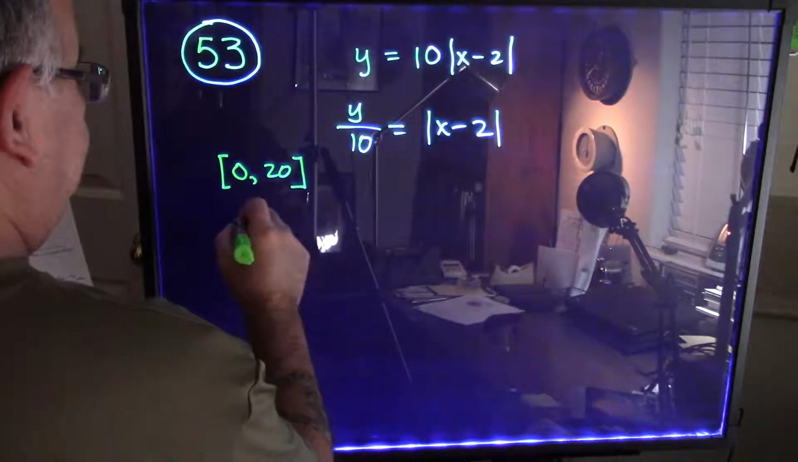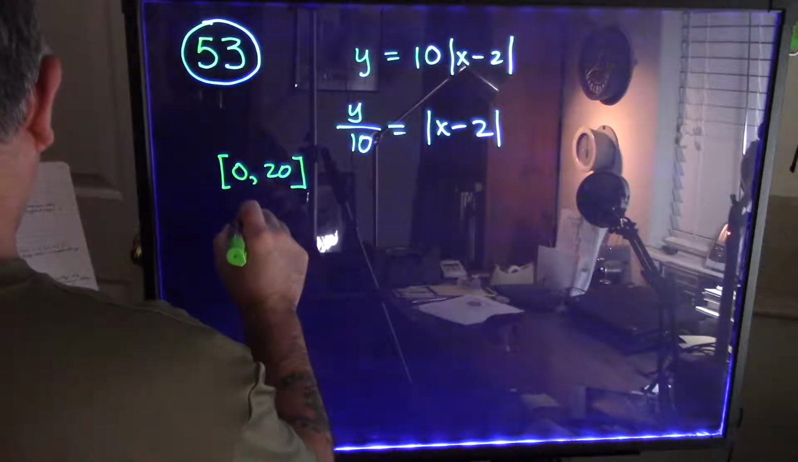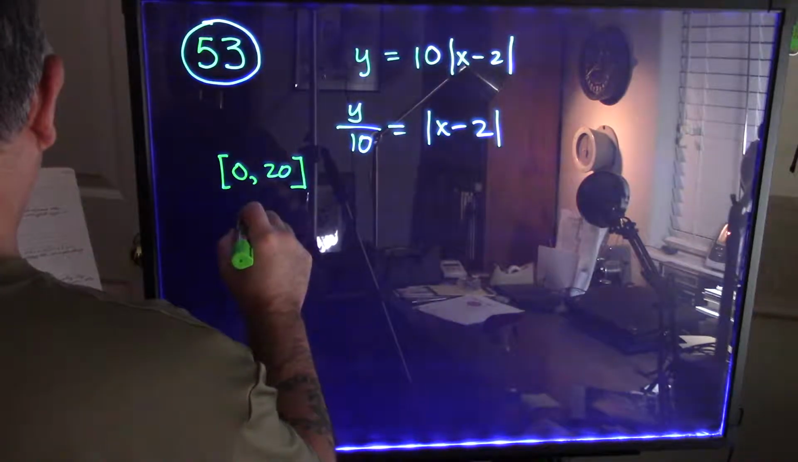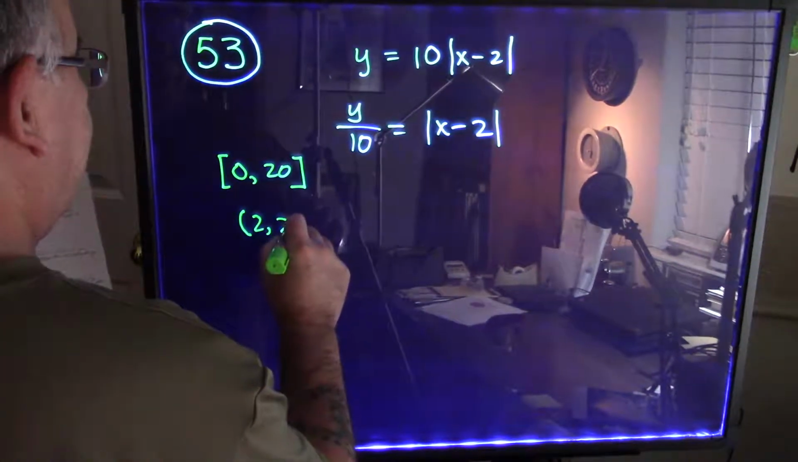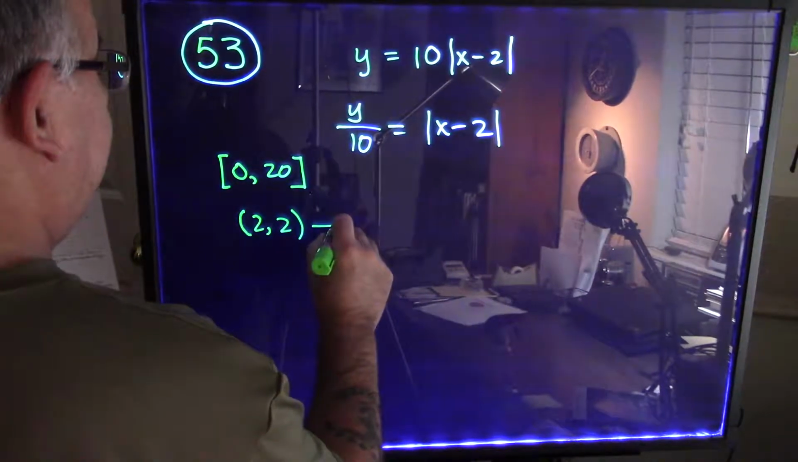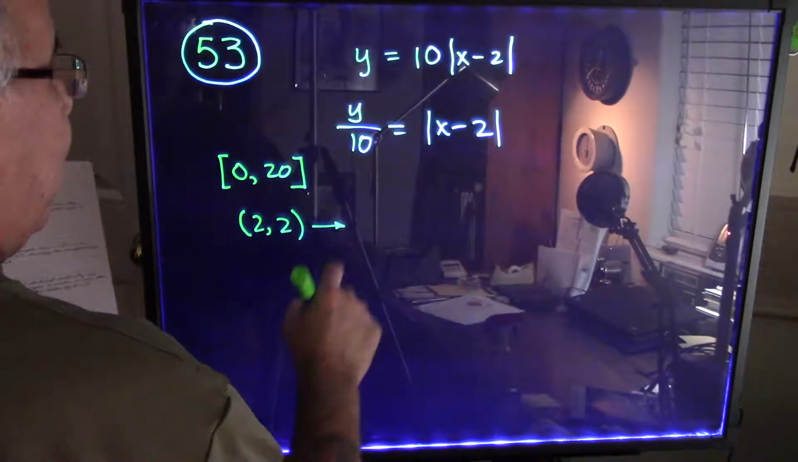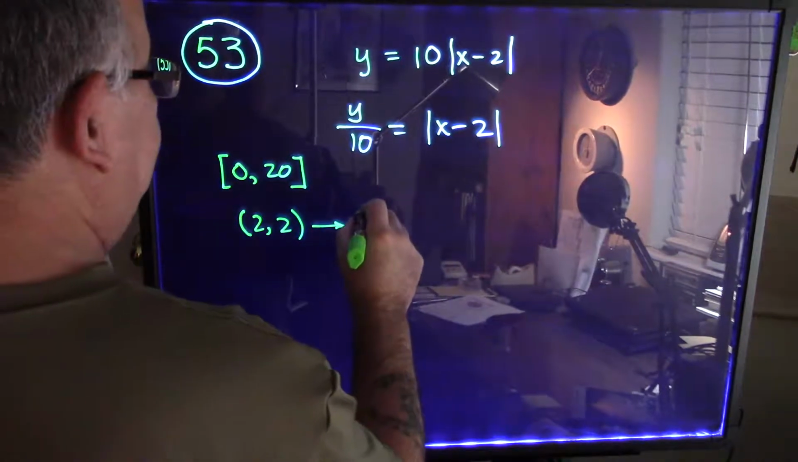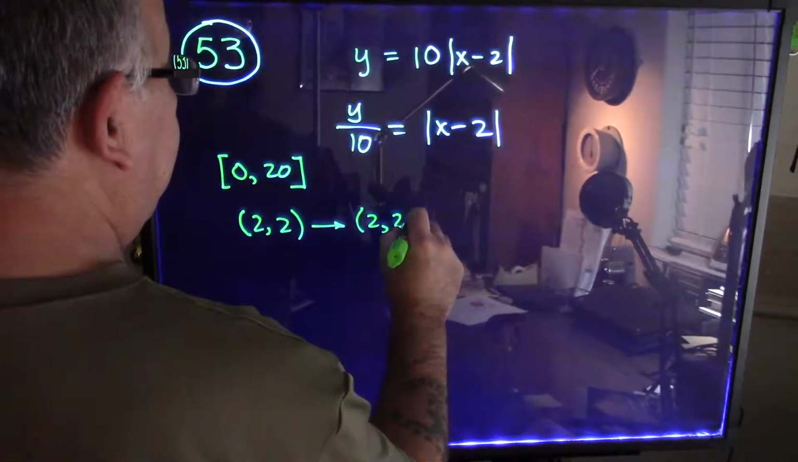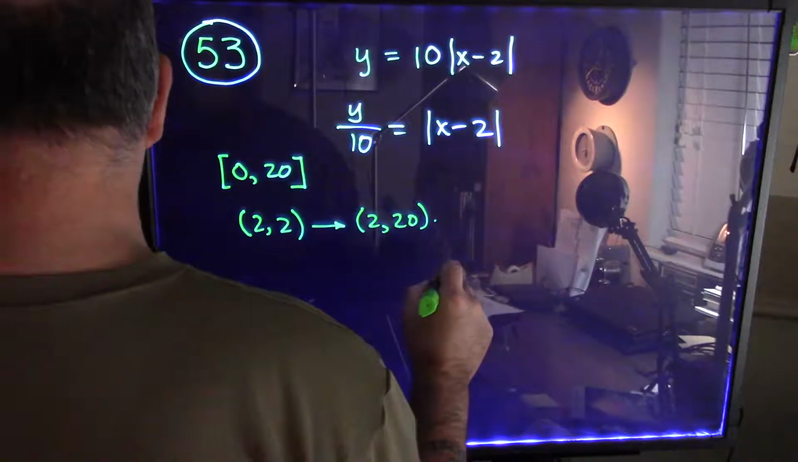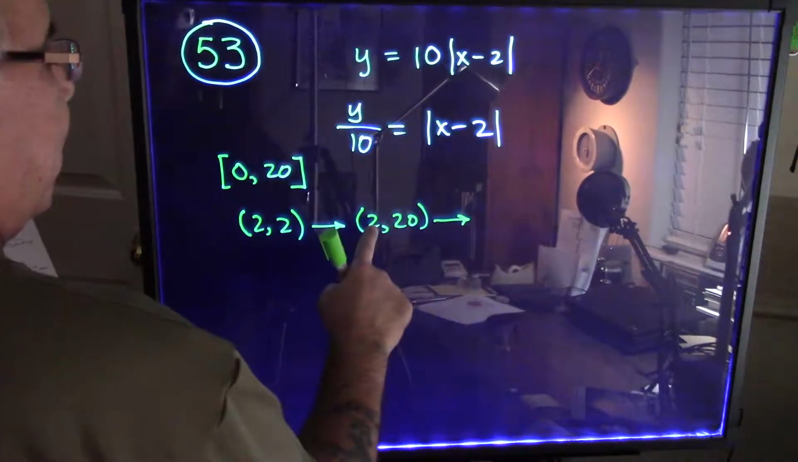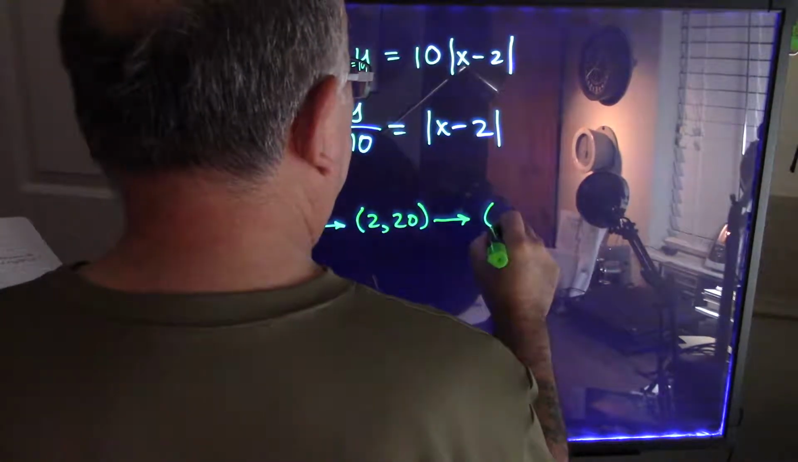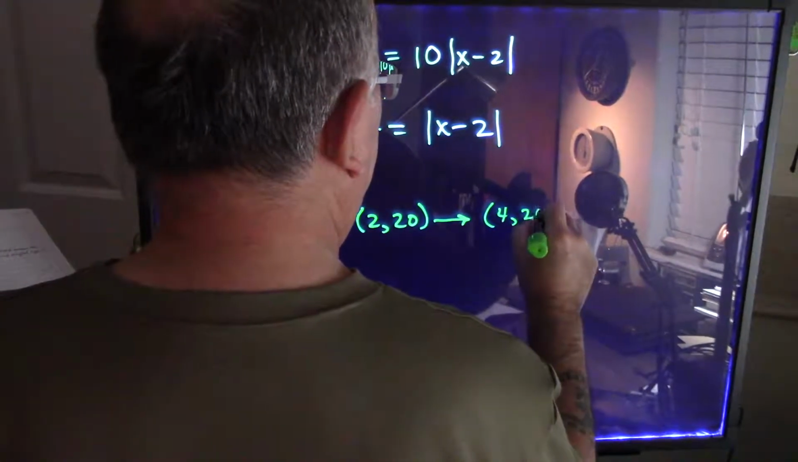So to see this, you've got the point, for example, (2, 2) on the original graph, y equals absolute value of x. Multiply the y coordinate by 10, so you get (2, 20). And then shift it to the right, so that means add 2 to the x coordinate, so you get (4, 20).